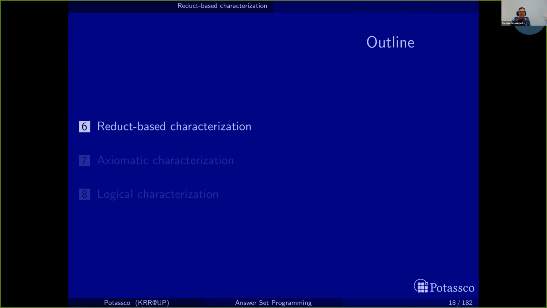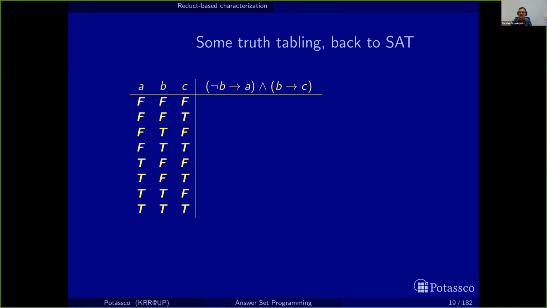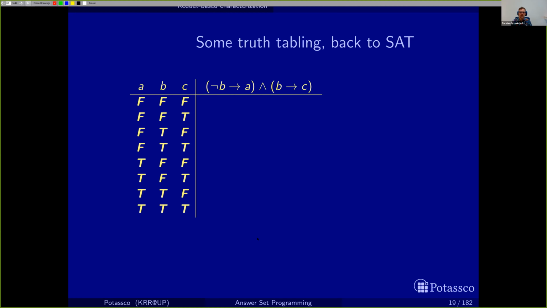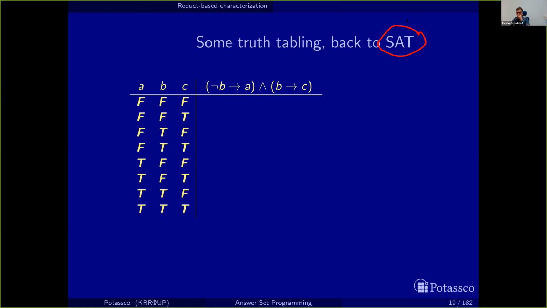Okay, so reduct-based characterization, truth tabling. And again, when I write SAT, I actually just let it stand for Boolean classical logic that you're all familiar with, just to have a small buzzword, right? But we all know from our undergraduate days, whenever we are given such a formula, how to evaluate it with a truth table. So we have here the truth table. We have three variables, and here we have all 8 combinations, 2 to the power of 3, that they can take on.